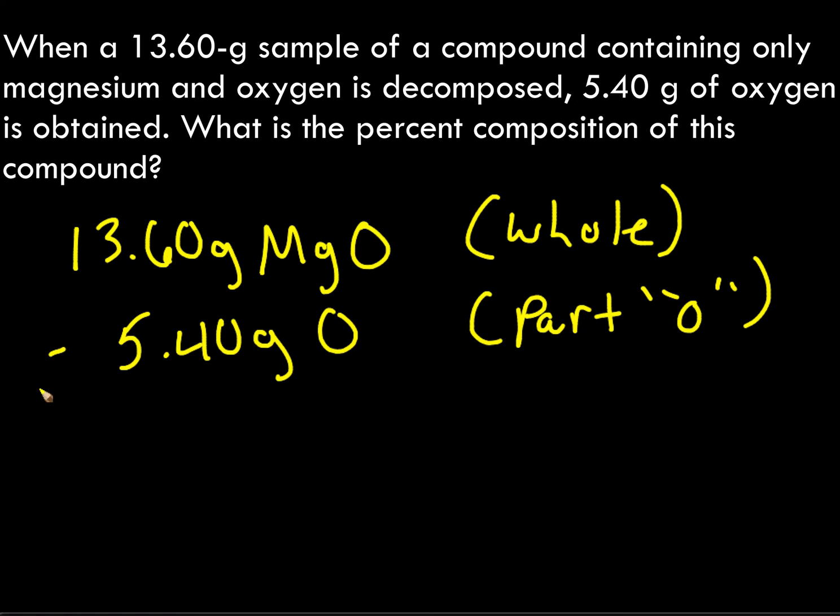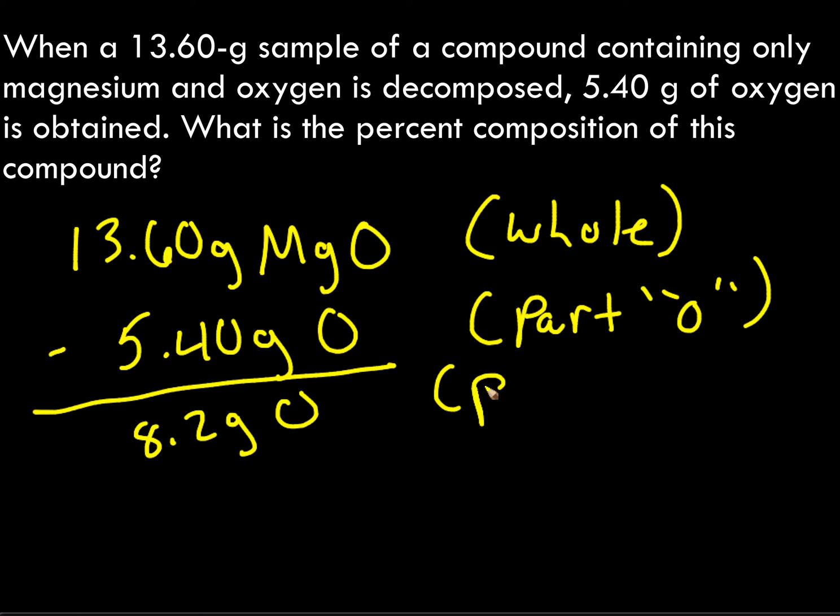How do we find part Mg? We subtract. So 13.60 minus 5.40, and we get 8.2 grams. So that's our magnesium.